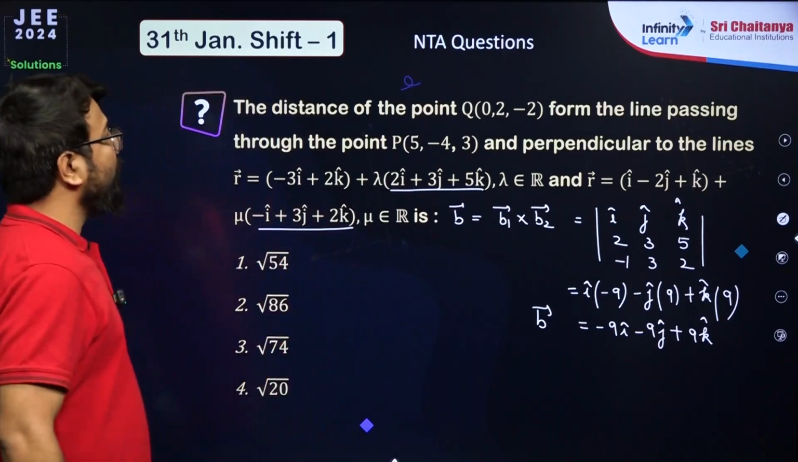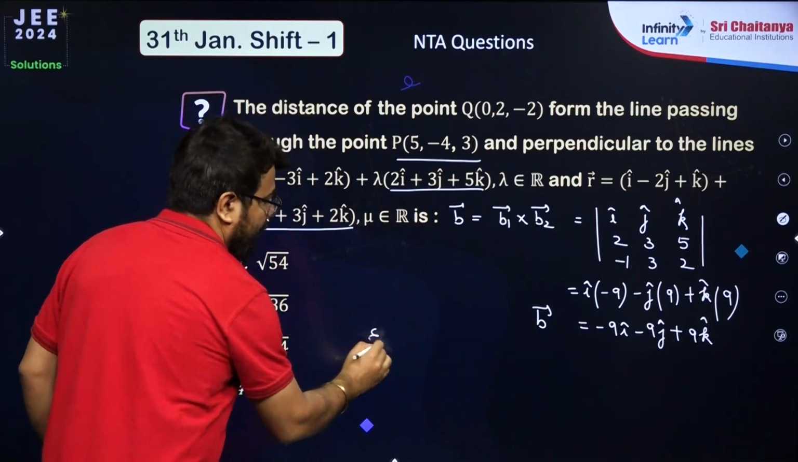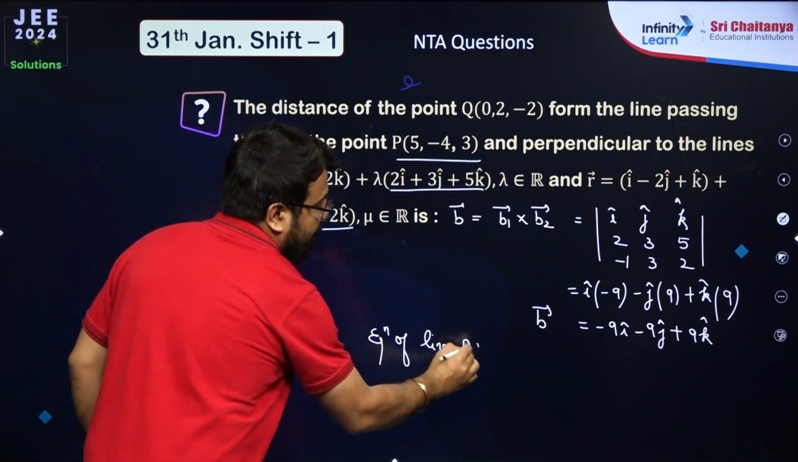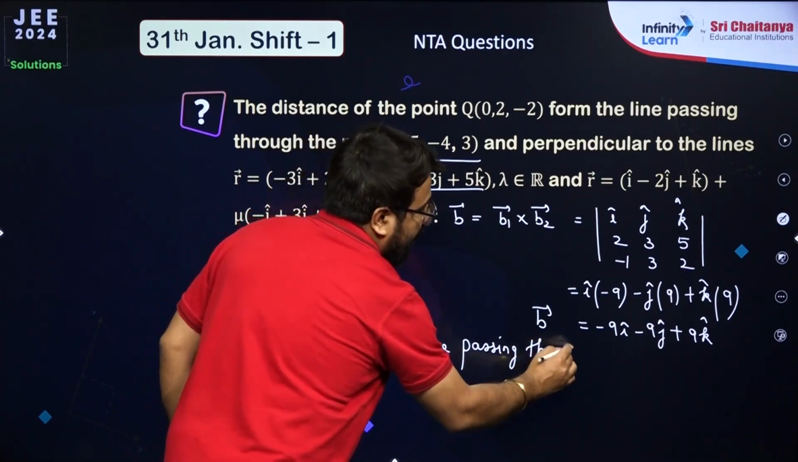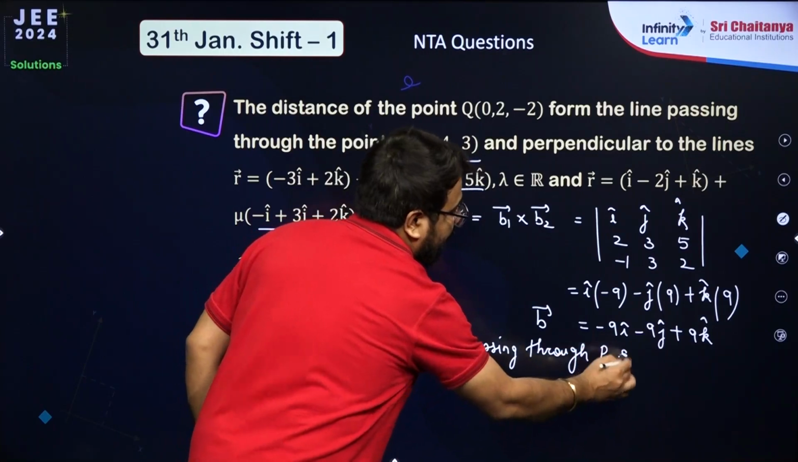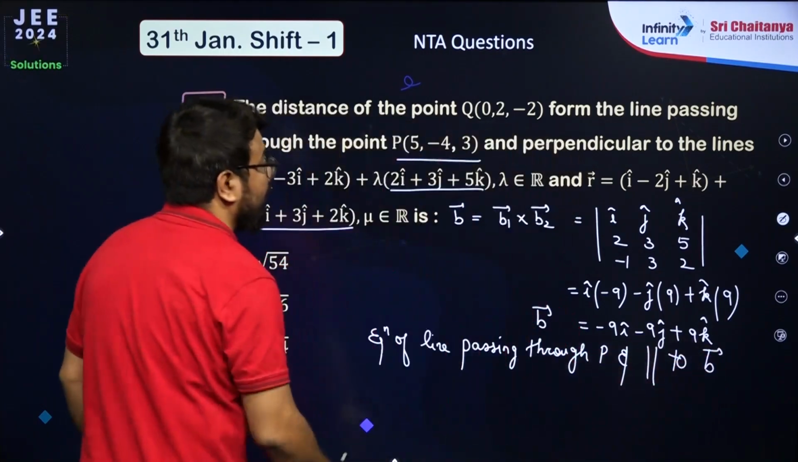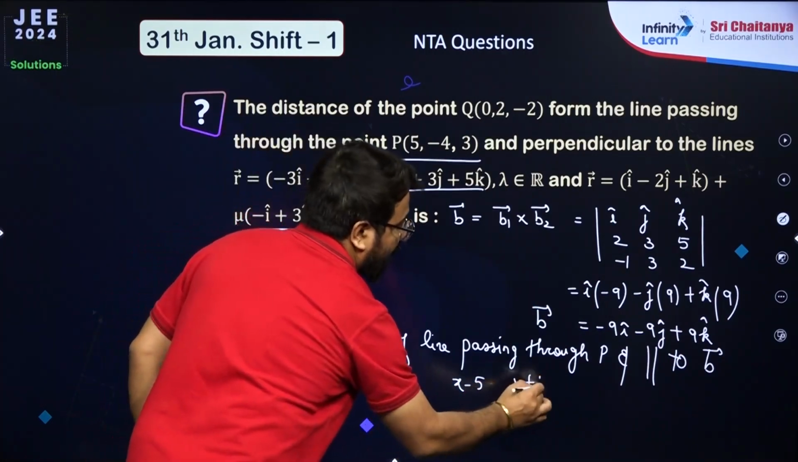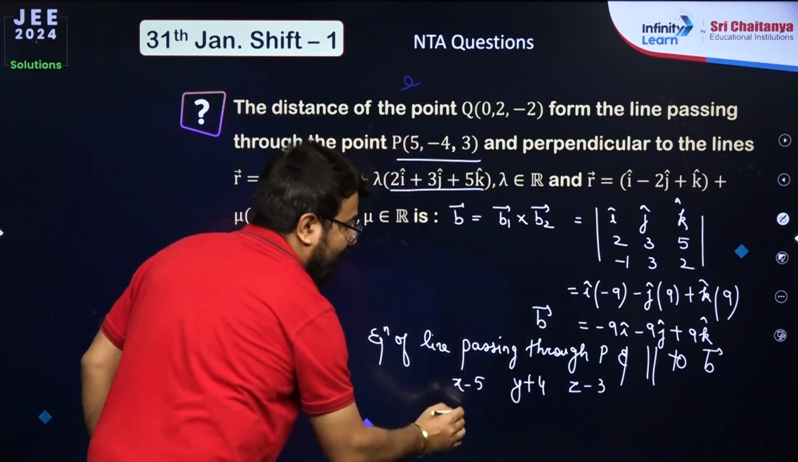So the equation of a line which is passing through P and parallel to B would be (x minus 5), (y plus 4), (z minus 3), whole divided by the parallel vector.